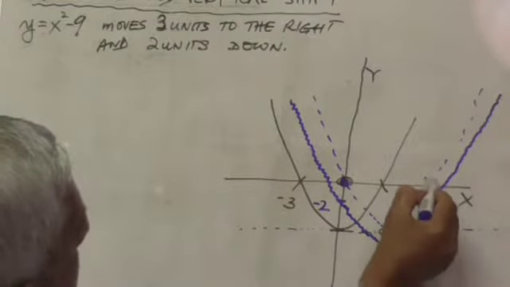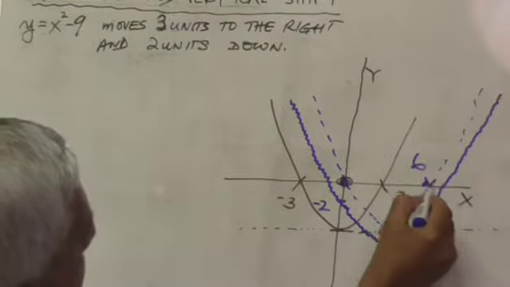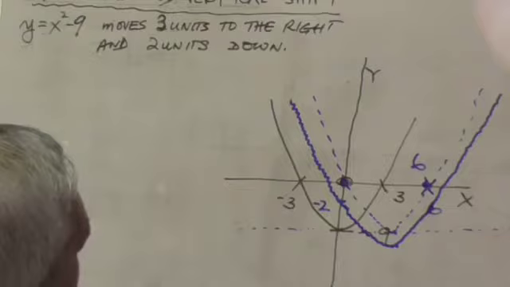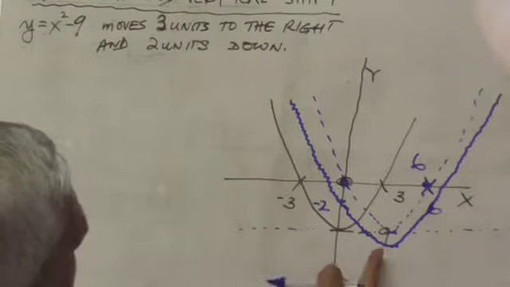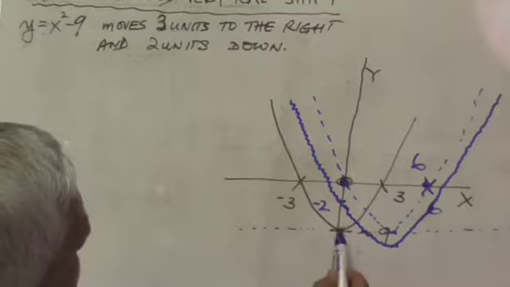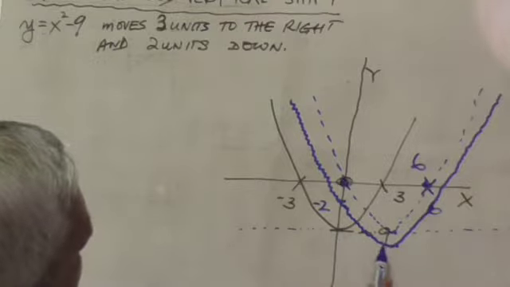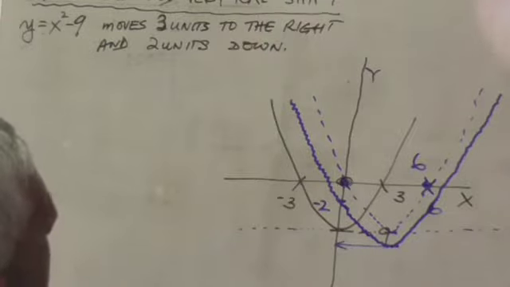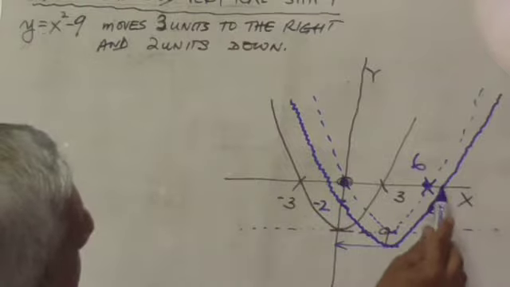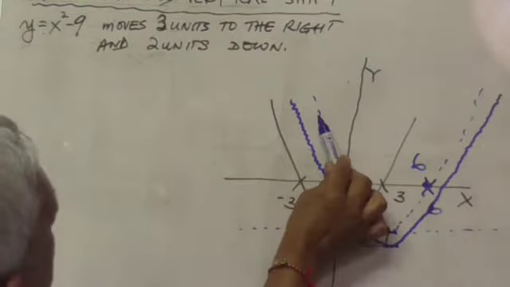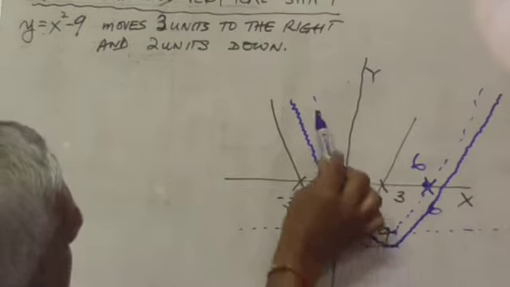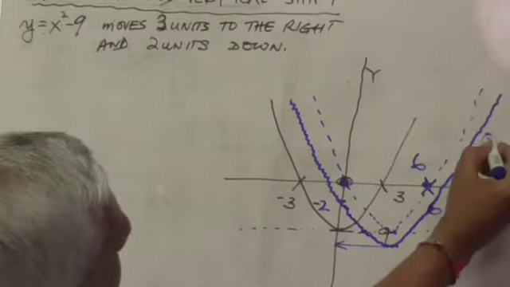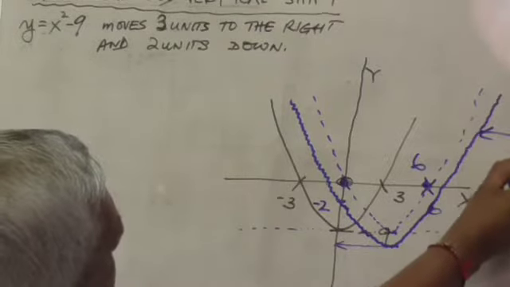Remember that was 6 here. It was 6 here. Right? So this will be more than 6. So, there's your new graph, right? You can see the minimum value has changed now. There is a new minimum value. There's a new x-intercept, right? So, this one was 3 units to the right. So, that's how we got that one. Then we brought it 2 units down. So, that's our final answer.